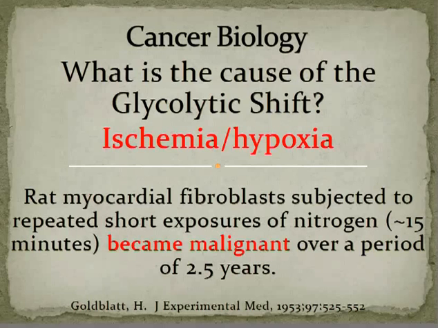observation, where Dr. Goldblatt took rat myocardial fibroblasts, and this is a very interesting type of apparatus. The picture in the article looked like a Gatling gun with all these chambers. And what they did was they subjected the fibroblasts to repeated short exposures of nitrogen, as short as 15 minutes, over a course of 2.5 years. And what happened? The cells became malignant. So from repeated hypoxic exposures, they were able to change the metabolism of the cells to a glycolytic pathway, and with that, they became malignant.